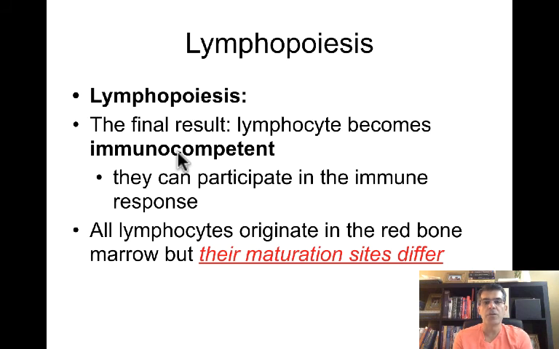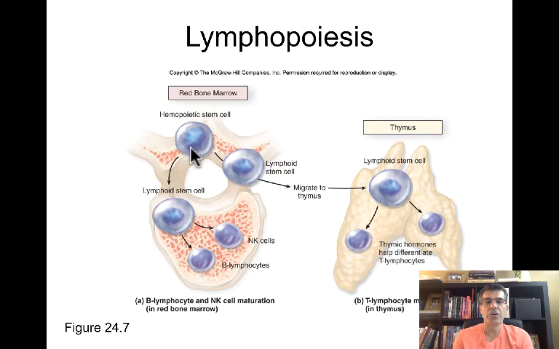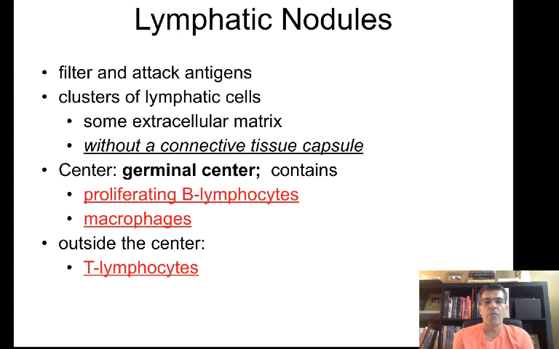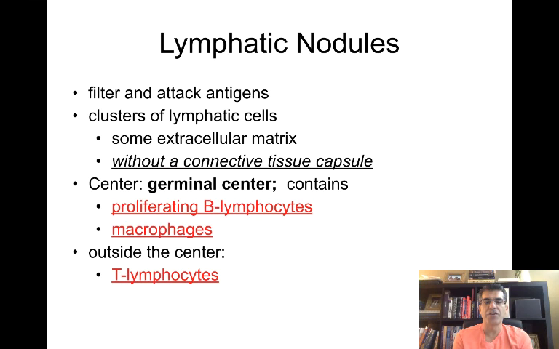So why do we call them B or T cells? Because B cells stay in the bone marrow to become competent, but T cells are those lymphocytes that left the bone marrow and their training happened inside the thymus. This picture shows that when the hematopoietic stem cell creates lymphoid stem cells, some of them are going to migrate to the thymus, and those are the ones that create T lymphocytes. Some are going to stay in the bone marrow, and those are the ones that create B lymphocytes and also natural killer cells.